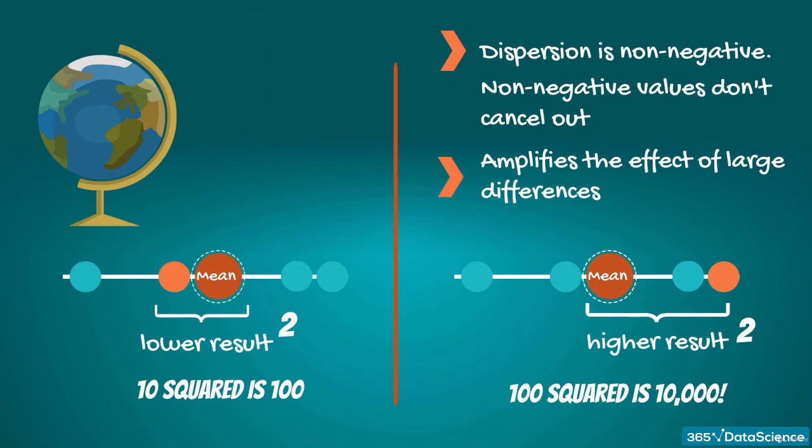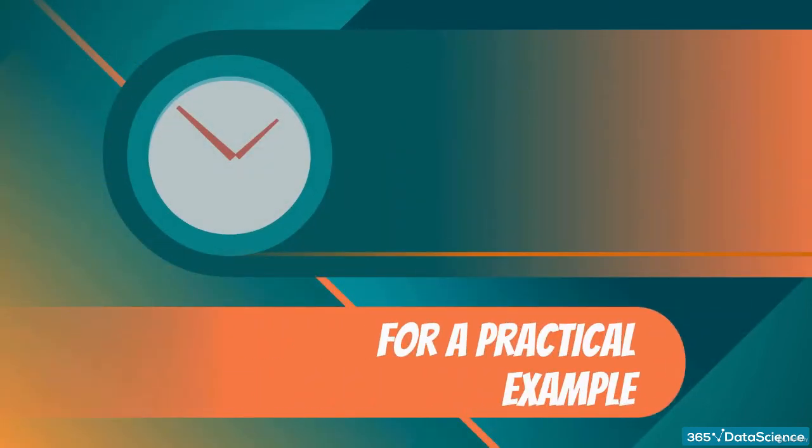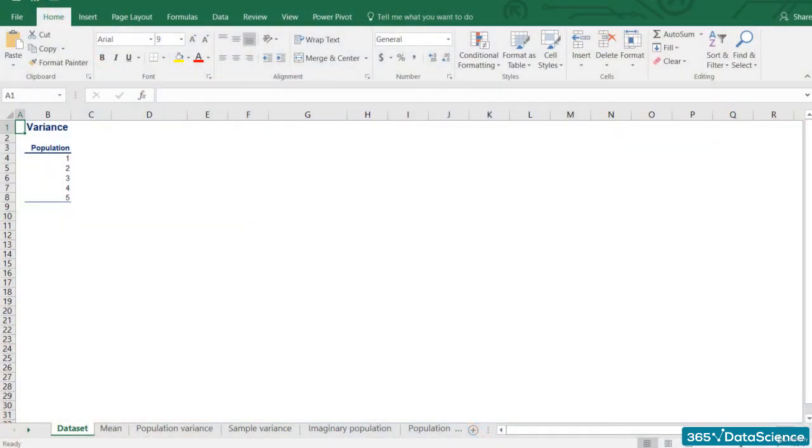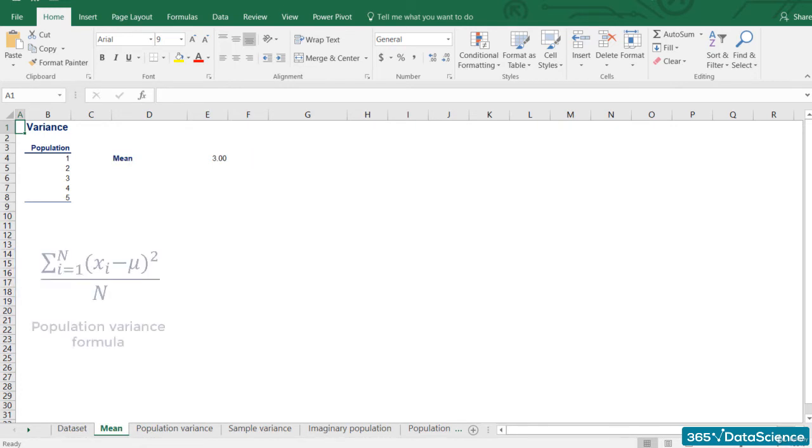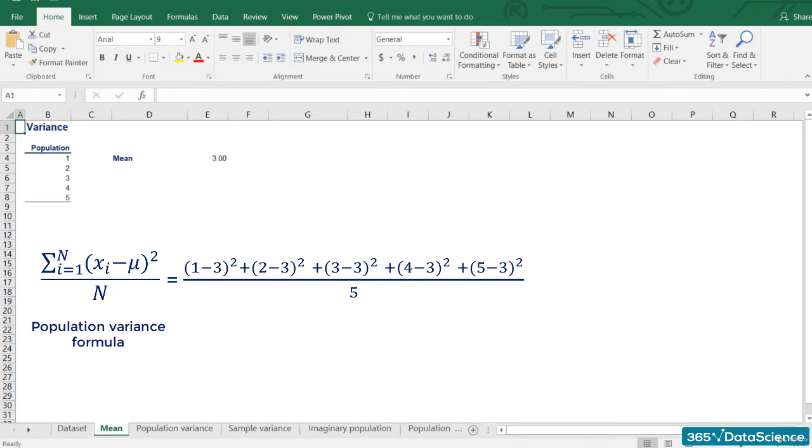All right, enough dry theory. It is time for a practical example. We have a population of 5 observations: 1, 2, 3, 4, and 5. Let's find its variance. We start by calculating the mean. 1 plus 2 plus 3 plus 4 plus 5 divided by 5 equals 3. Then we apply the formula we just saw. 1 minus 3 squared plus 2 minus 3 squared plus 3 minus 3 squared plus 4 minus 3 squared plus 5 minus 3 squared. All of these components have to be divided by 5. When we do the math, we get 2. So, the population variance of the data set is 2.